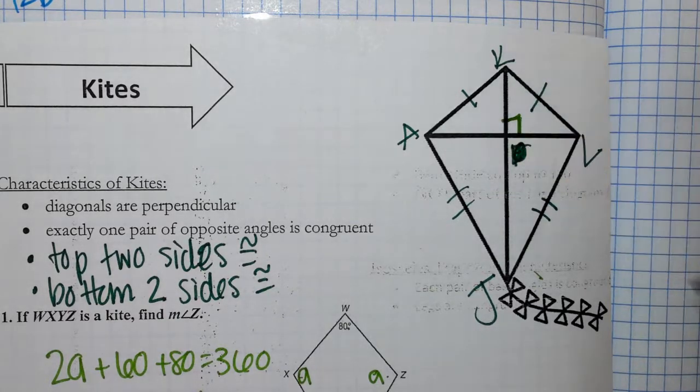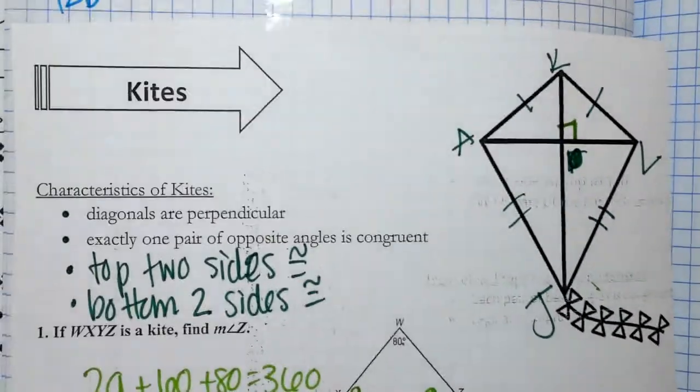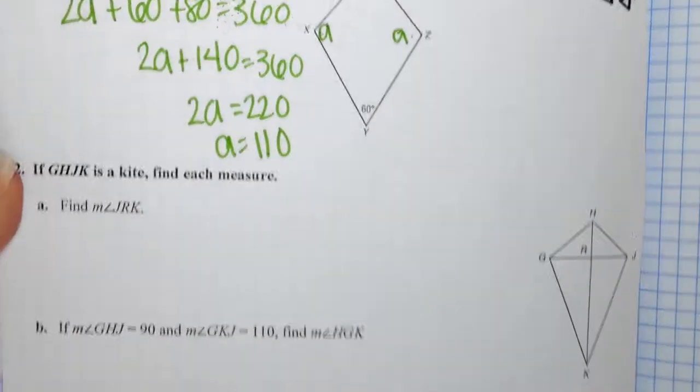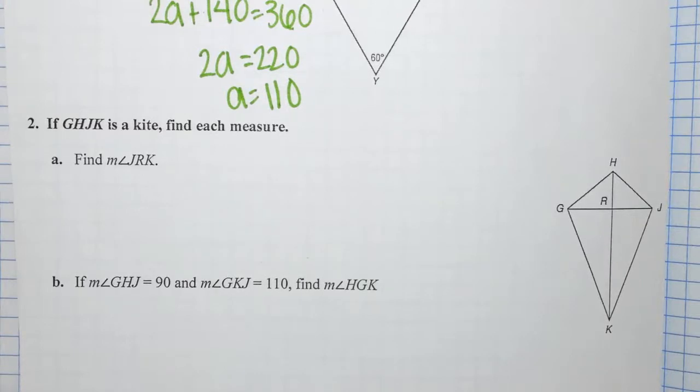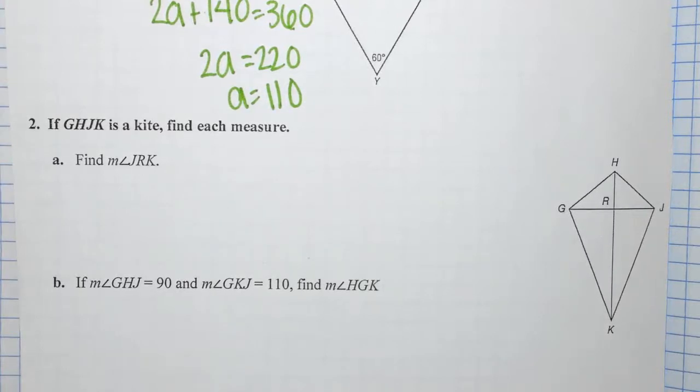What about K square A? What about J square A? What about J square L? Look at us go. Ready to look at the bottom? This says find the measure of JRK. Where is JRK? Let's highlight it just in case we can't see it.